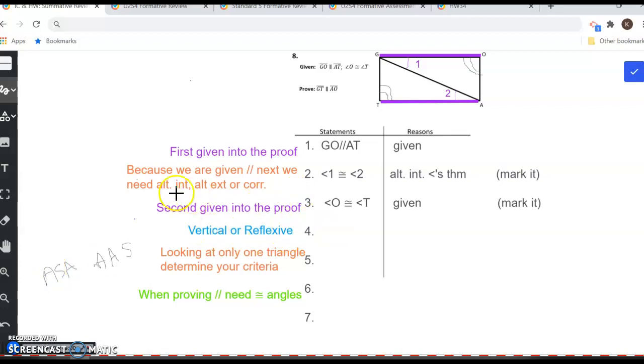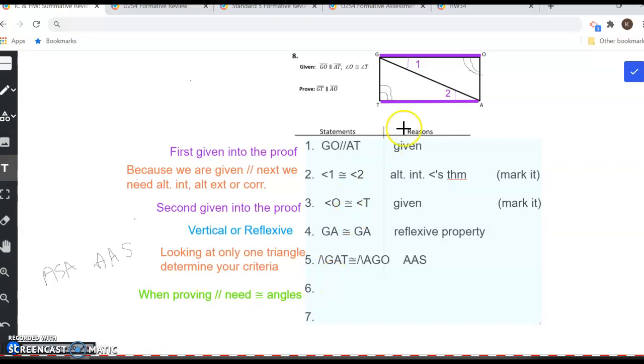The next step, step 4, does say that we need to use either a vertical or reflexive. So because these share that line that goes right down the middle of the proof, we're going to use reflexive, which is GA and GA or AG. The triangles are now congruent. So that's triangle GAT is congruent to triangle AGO. And then when I mark my reflexive, that is going to be angle, angle, side there.